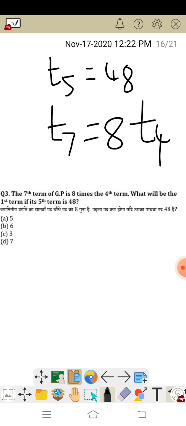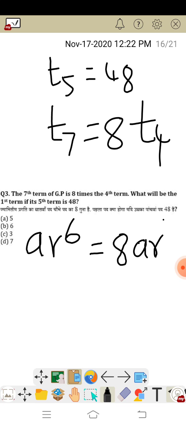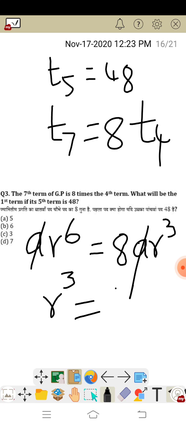Now I know the 7th term is nothing but A into R to the power 6, which is equal to 8 times A into R cube. Now A is going to be cancelled, so here you have R cube equal to 8. Then R is equal to 2, right. So the R value is found. Then I need to find the A value, the first term, so substitute the R value in any one of the equations. Let's see what happens.